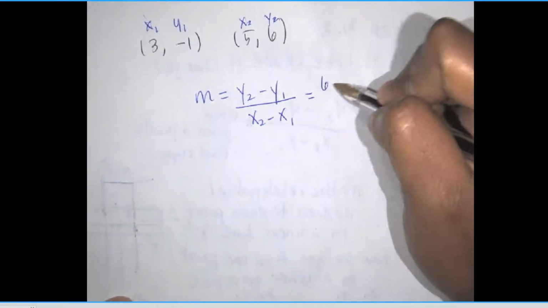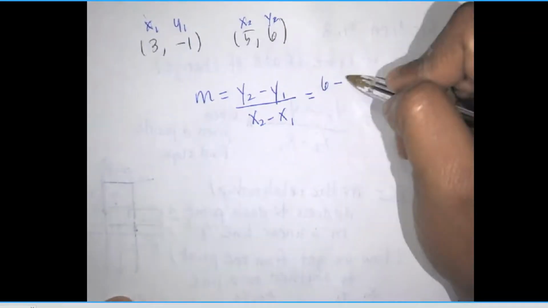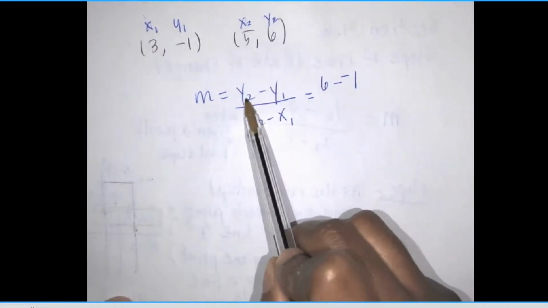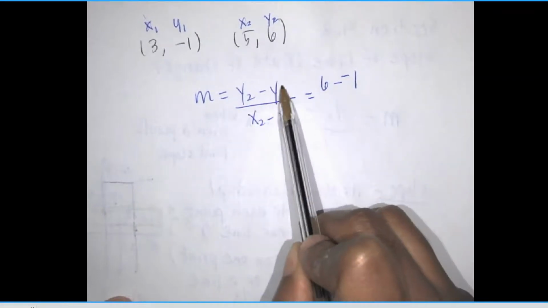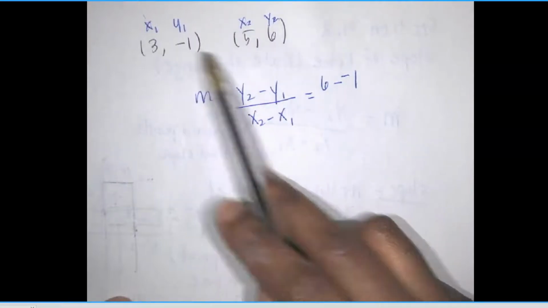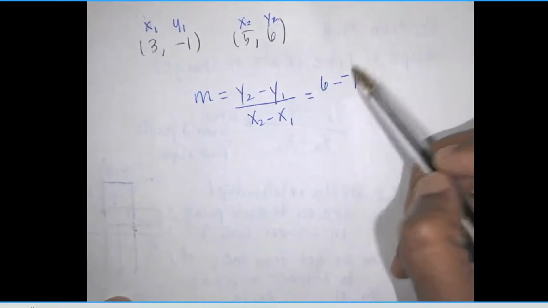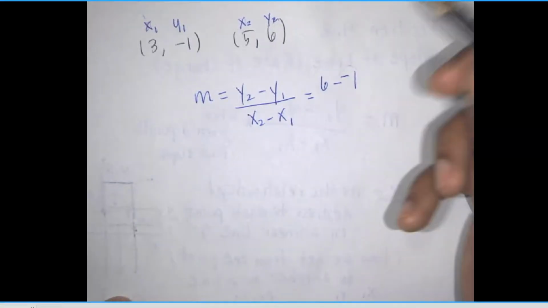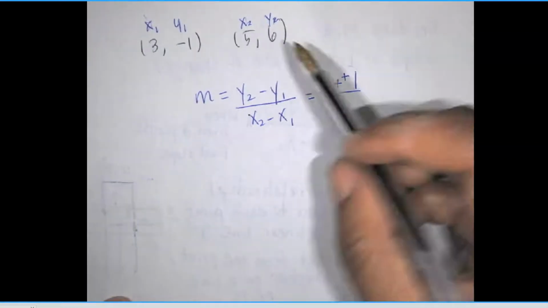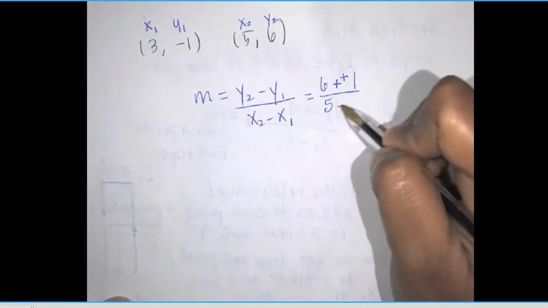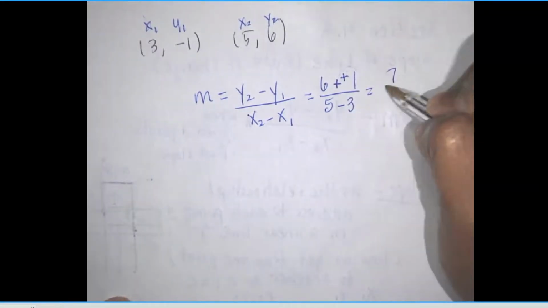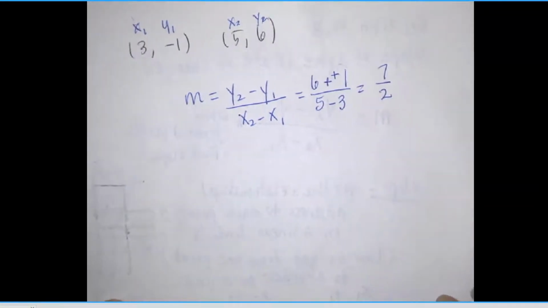Y2 is 6 minus y1 is -1. Again, I cannot stress that there is a subtraction symbol between your y2 and y1. And if the term behind the negative has a negative, you have to write that in because this is, right, -1, which is your y1 term. So that becomes a plus plus. And then you have x2, which is 5 minus x1. Okay, they were both positive. So you have a 7 over 2.